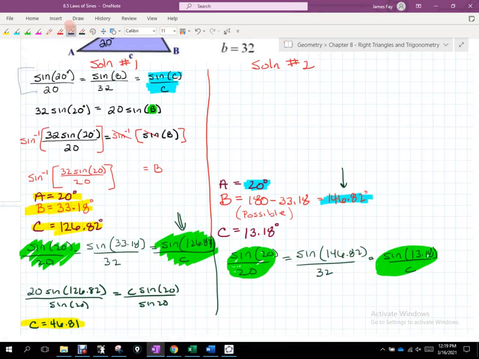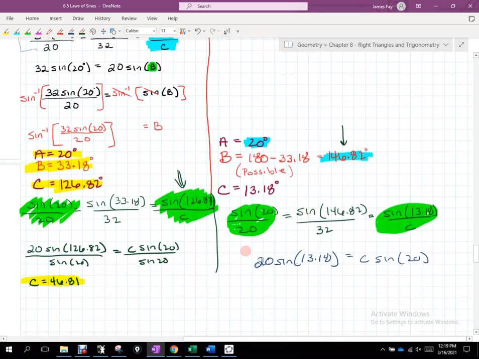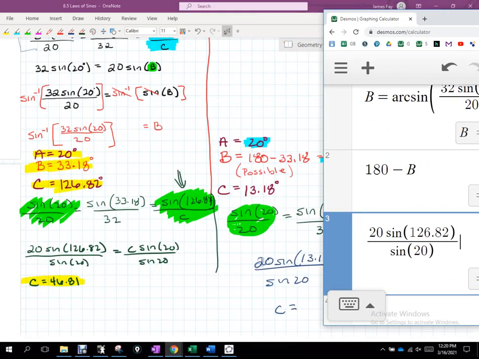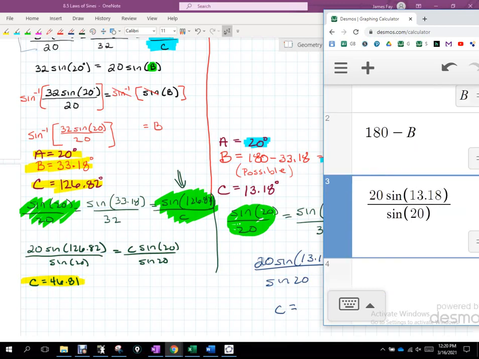And now, cross multiply, I get 20 sine of 13.18 equals C times sine of 20. Divide both sides by sine of 20, and let's see what C gives us. And you'll find out, and this is what I don't like about teaching it this way, but you'll find out as you do enough examples of this.